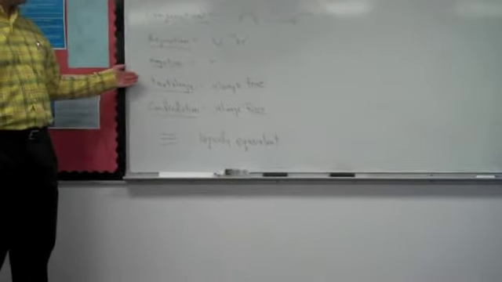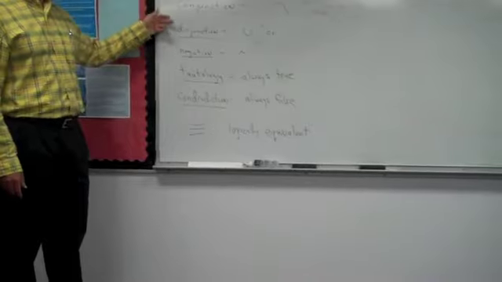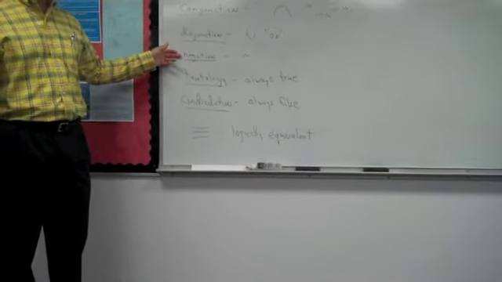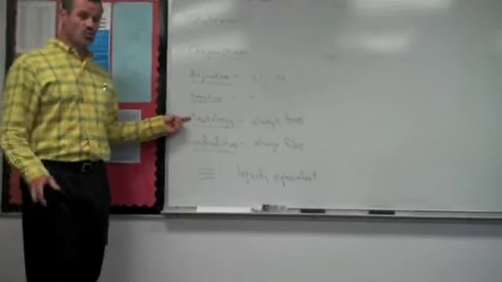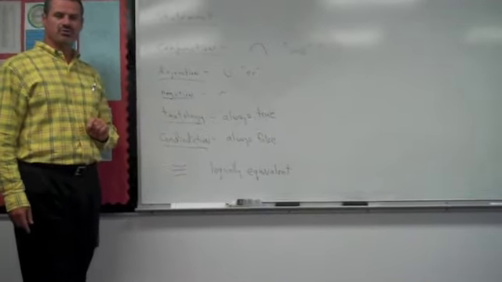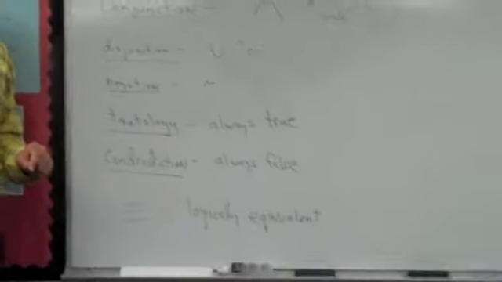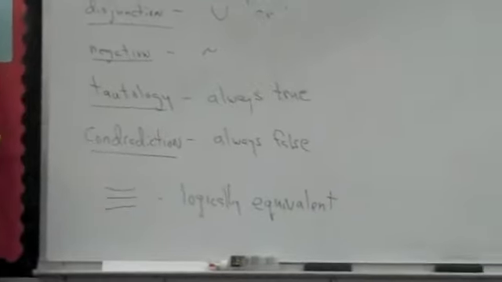Ready. All right, please add these three terms to your list. Statement, conjunction, disjunction, negation are already there, correct? So the first new one is tautology, T-A-U-T-O-L-O-G-Y, tautology. And the definition is right there. A tautology is something that's always true.